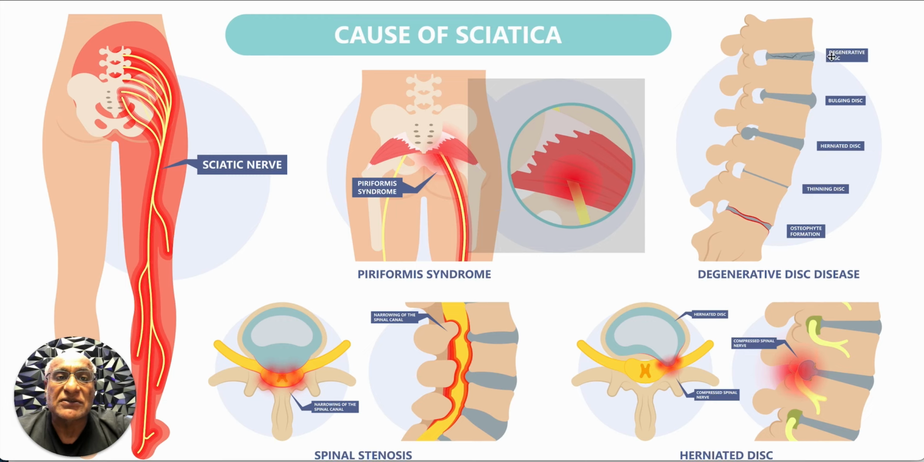Do you have degenerative disc? Do you have a bulging disc? Do you have a herniated disc? Is your disc thinned out? Has something happened in the facet joint that's causing an impingement? Or do you even perhaps have a piriformis syndrome, which is more a muscular problem?